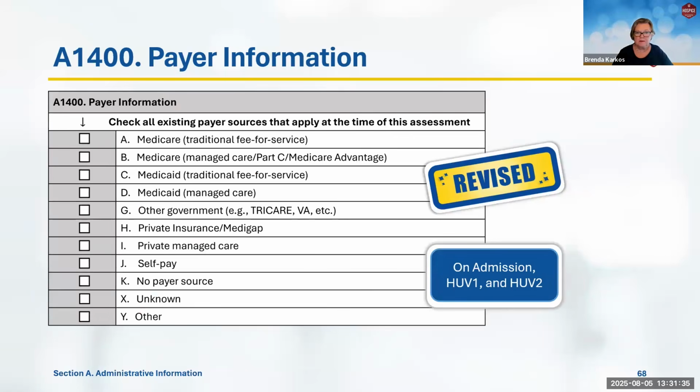Thank you, Zinnia. So now let's look at A1400 payer information. This item is currently in use in the HIS. One minor revision made was that the word payer was changed from payor with an O, and this was done to align with the spelling that's used in some of the other post-acute care settings. This item's also been added to the new HUV item sets, just in case there's a change in payer that can be captured during those additional visits.